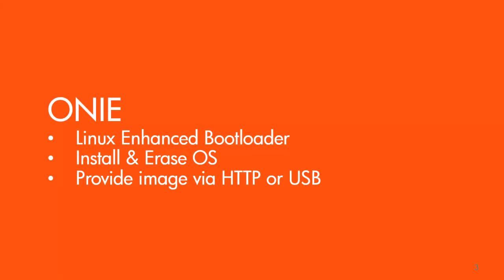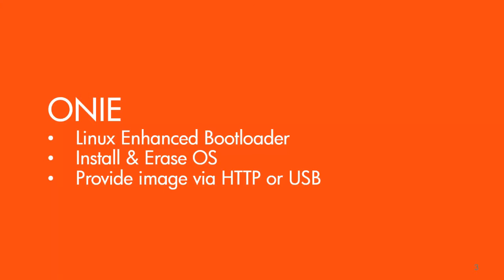So the first task then is to make sure that when you boot your switch, you provide an image, so your network OS, that ONIE can boot from. The way that we provide the image is either by putting it on a USB and connecting it to the front of the device, which is nice and easy, the one that I'm going to show you in this video, but it doesn't scale well.